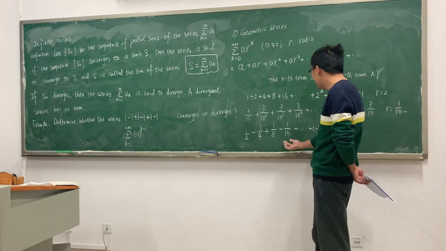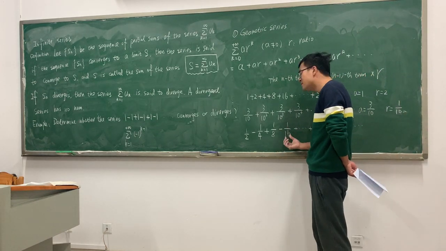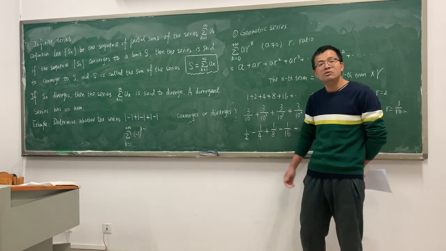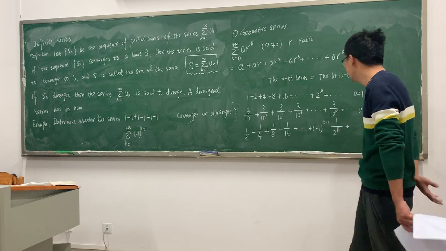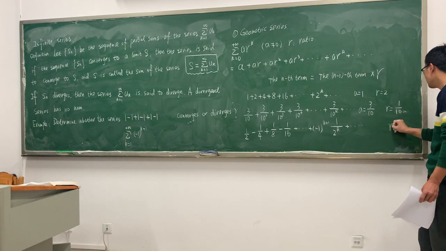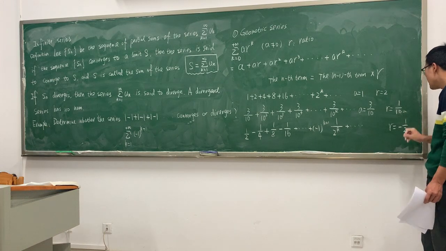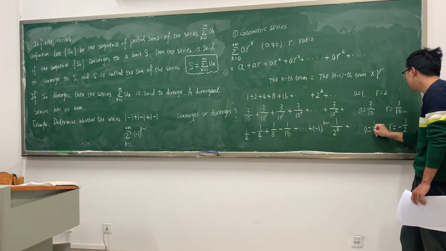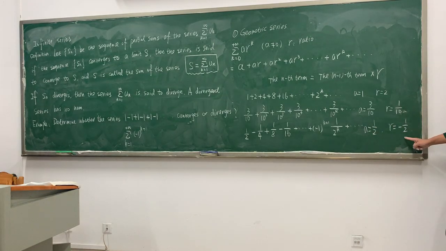And the fourth term, minus 1 by 16, equals 1 by 8 times what? Minus half. So it's easy to see R equals minus half, and A equals half. So it's also a geometric series.